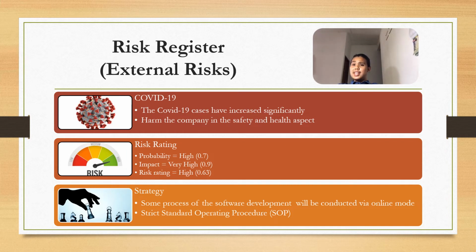The probability for it to occur is high, as we all know that cases nowadays have reached 30,000 plus, and the impact is very high because if the staff are affected, then they cannot complete their project on time. And for the risk rating, when we multiply probability with impact, it is high.